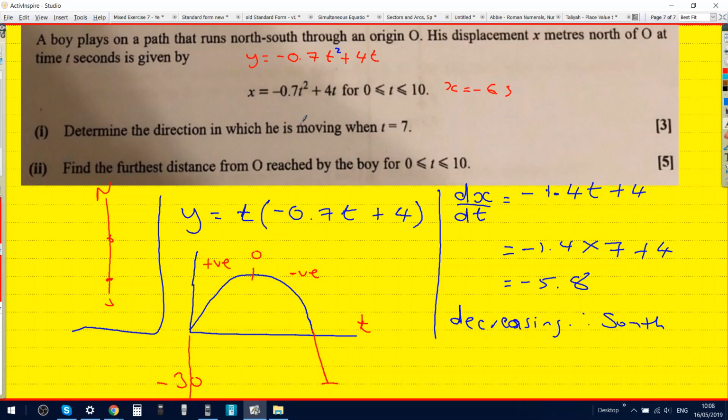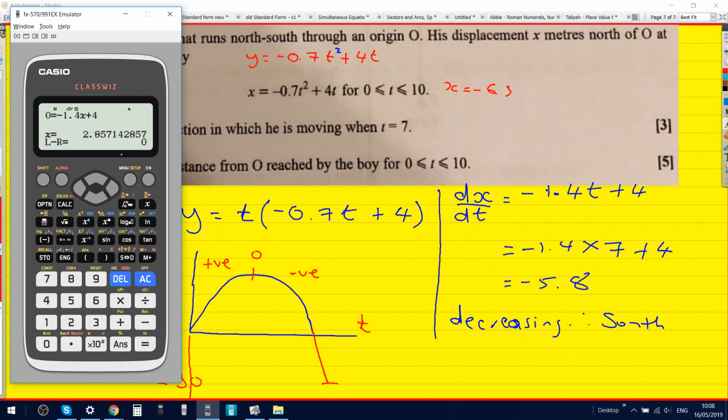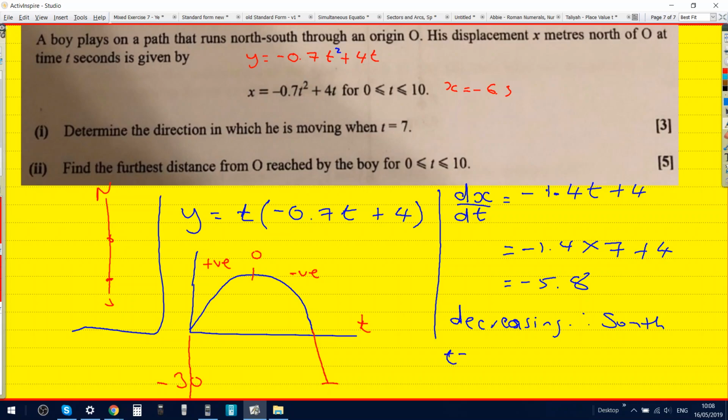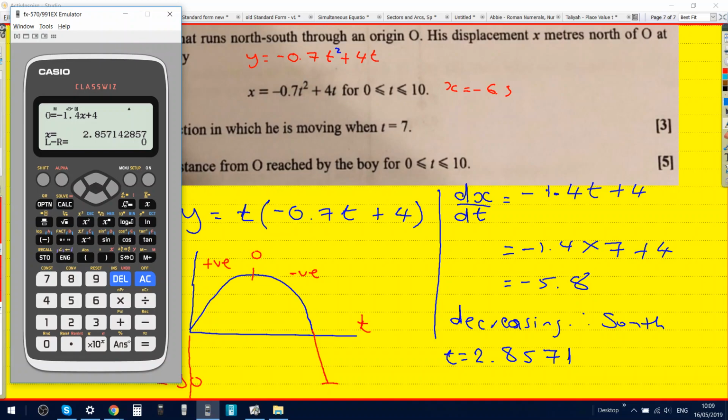I've got 2.857 to 3 or to 4 places. So that's 2.8471. And so is that the distance? No, it's not. Is that then what we need to sub back into the equation? Yeah, well done. Back into the original.